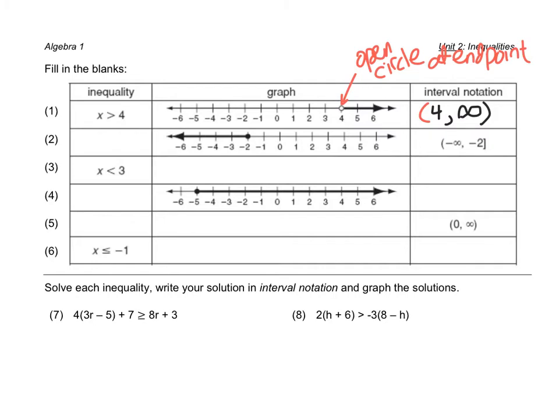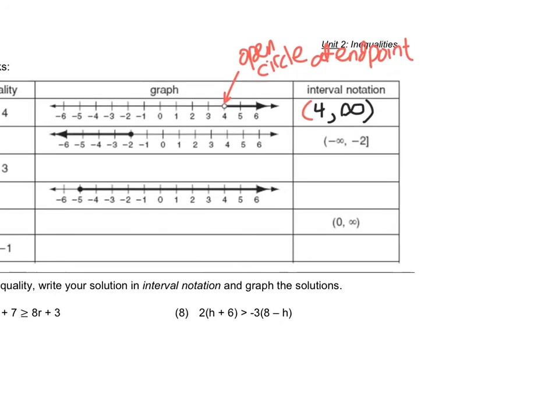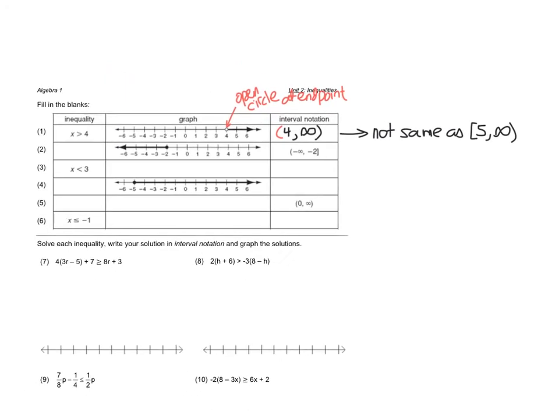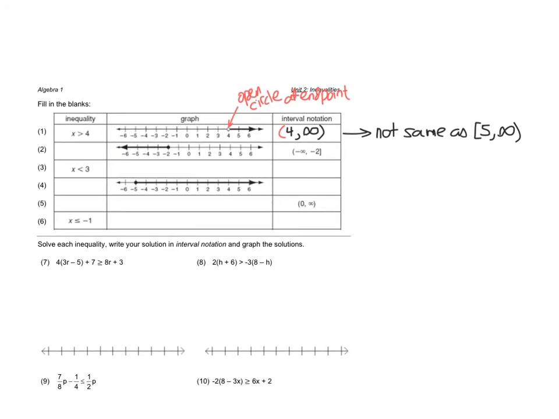What you need to be careful of, and this is very important, some of you, regardless of how many times I say this, I don't want this to become a self-fulfilling prophecy, but I'll say it anyway. This is not the same as 5 with a bracket to infinity. That's so important that you understand that. Not the same as that.